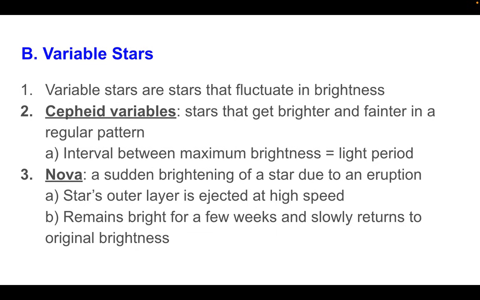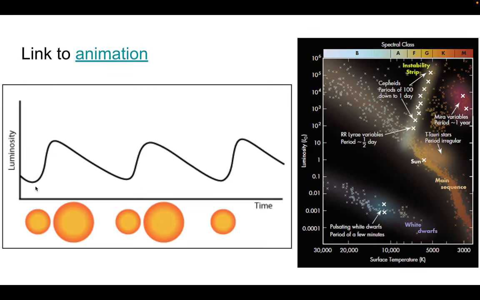Novas are basically like the supernovas or novas, a sudden brightening of a star due to an eruption because that outer layer is being ejected at high speeds. And so that star might be bright for a few weeks and then it will slowly return back to its original brightness. So here's what I mean by the Cepheid variables.